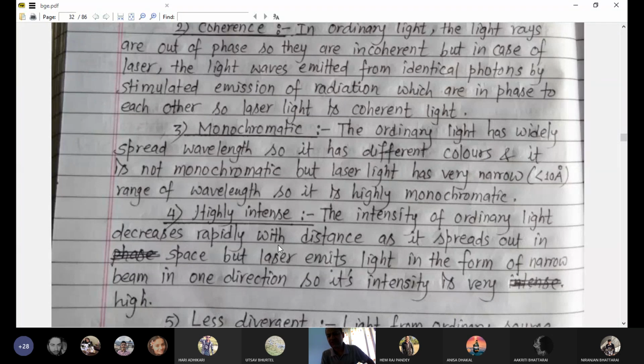So intensity of laser light is high. So you can say laser light is highly intense light than ordinary light. This is also the difference between ordinary light and laser light.